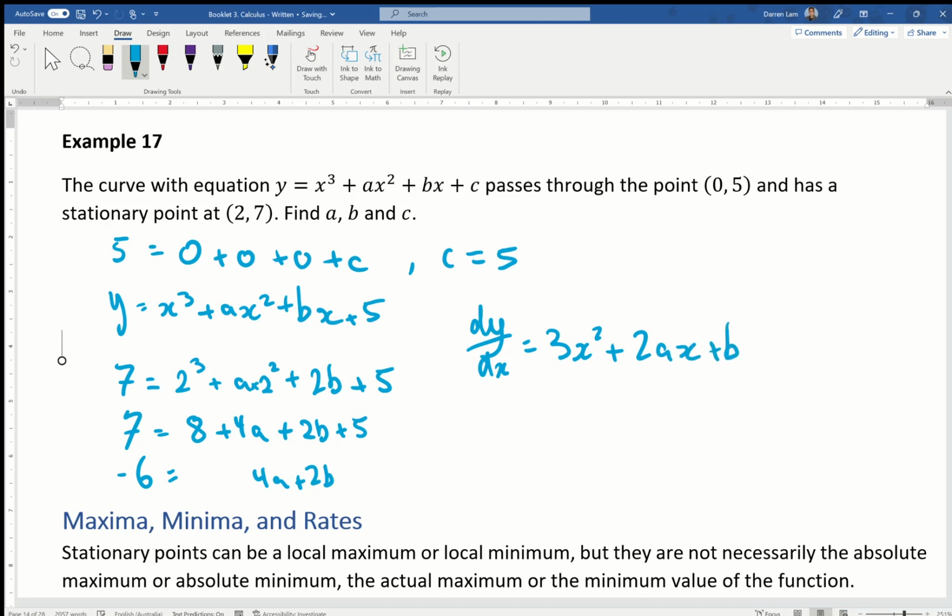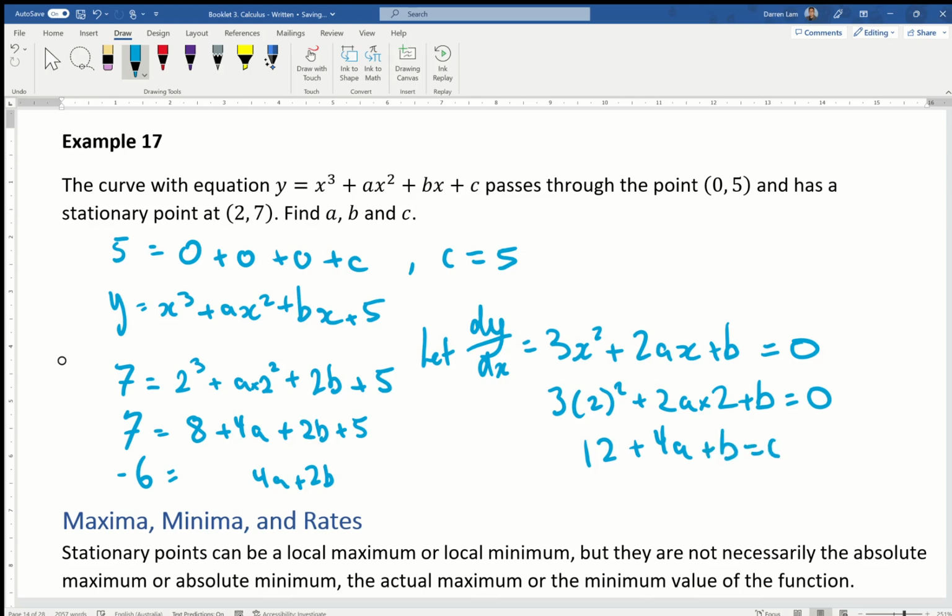Of course, I let dy dx equal 0. When x equals 2, the stationary point is at 2, 7. Therefore, dy dx equals 0. So I'm going to put in 3 times 2 squared plus 2 times a times 2 plus b equals 0. That's 8 plus 4a. Not 8, sorry. 12 plus 4a plus b equals 0.